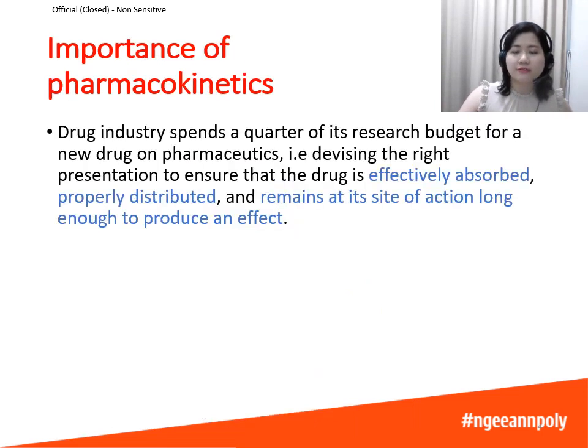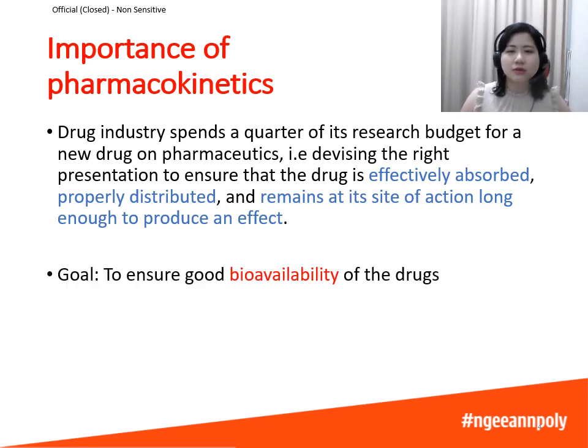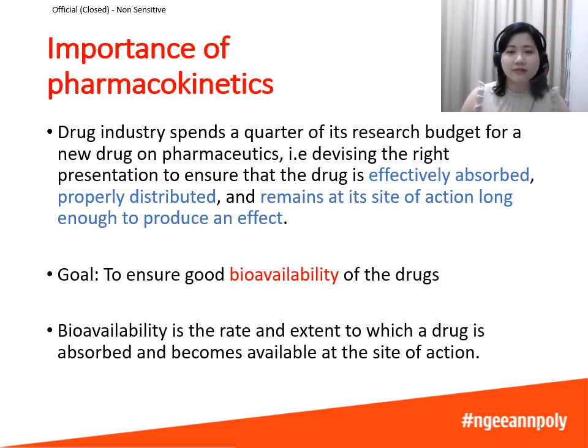It's important to know the pharmacokinetics of a drug to find out the best way to deliver it to the body. The drug industry spends about a quarter of its research budget for a new drug on pharmaceutics. Pharmaceutics is the formulation of a drug to ensure that the drug can be effectively absorbed, properly distributed, and remains at the site of action long enough to produce an effect. The goal is to ensure good bioavailability of the drugs. Bioavailability is the rate and extent to which a drug is absorbed and becomes available at the site of action.